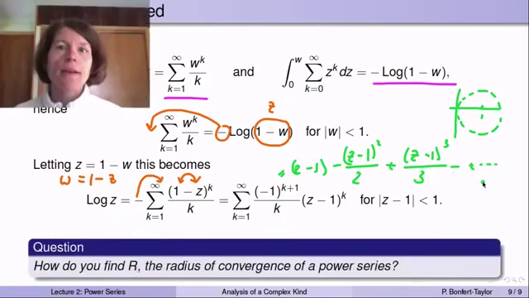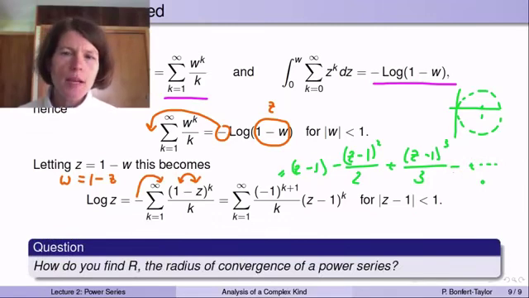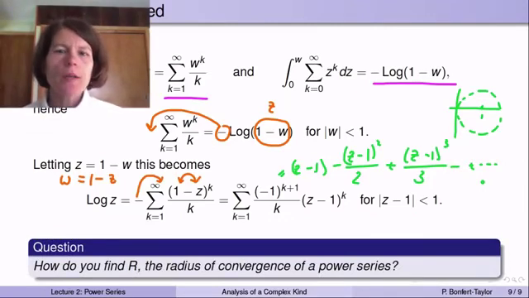So it seems quite important to find out where a power series converges. And we've looked at some examples and found in our examples the radius of convergence of the power series. How would you find it in general, though? If I'm giving you an arbitrary power series, how would you determine its radius of convergence? That's a question we're going to deal with in the next lecture.